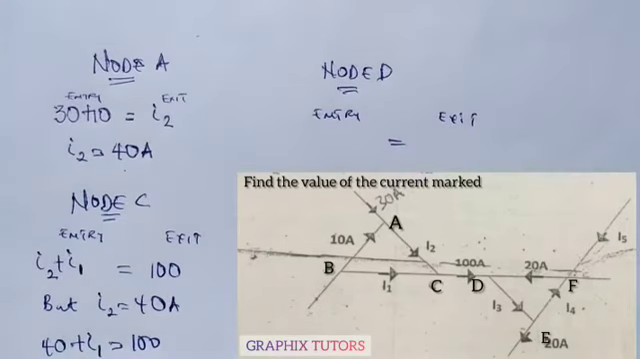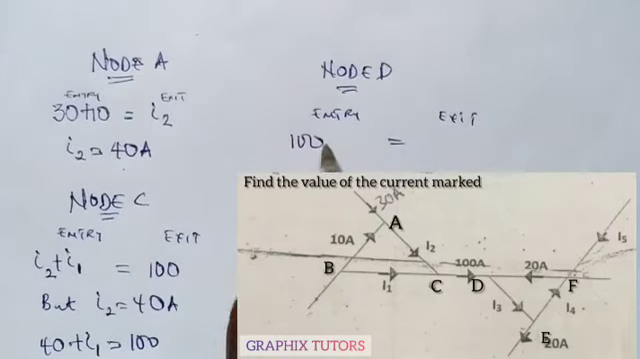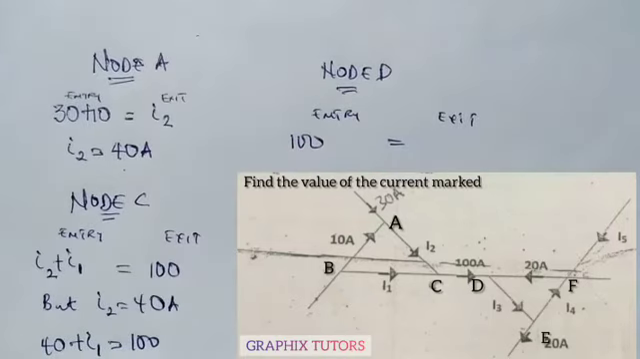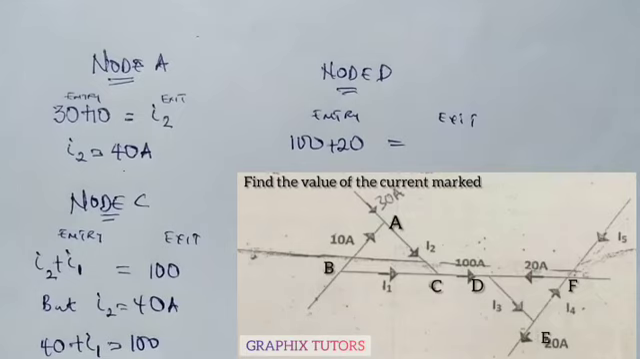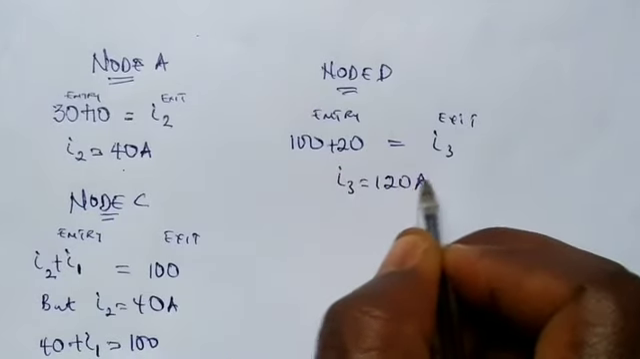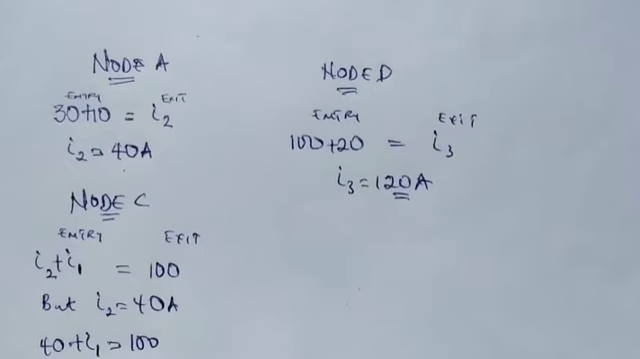So 100 is pointing to D, so it means 100 is entering. 20 is pointing to D, look at the arrow, means 20 is also entering. Then I3 is pointing away from D, so I3 is leaving. So I3 is equal to 120 ampere. Are we together?